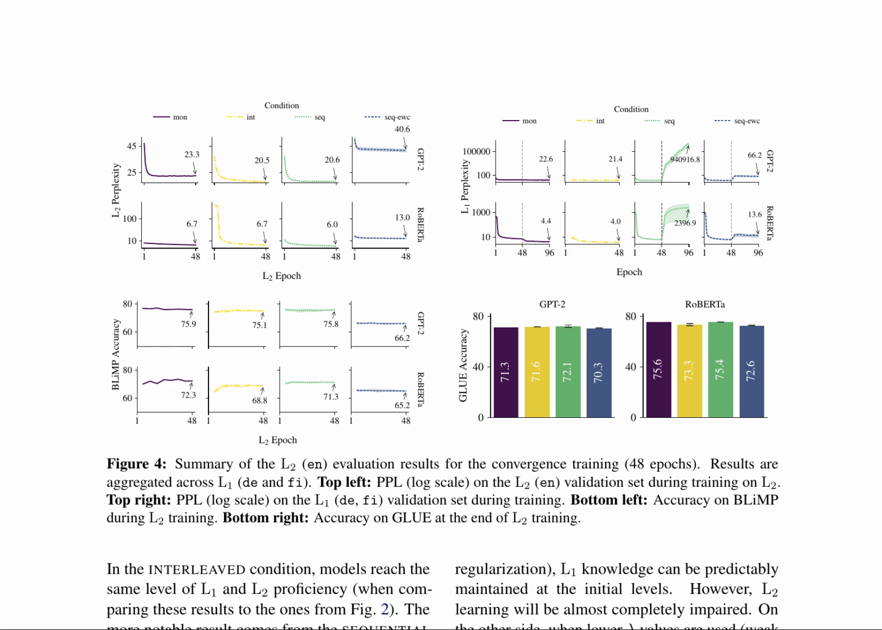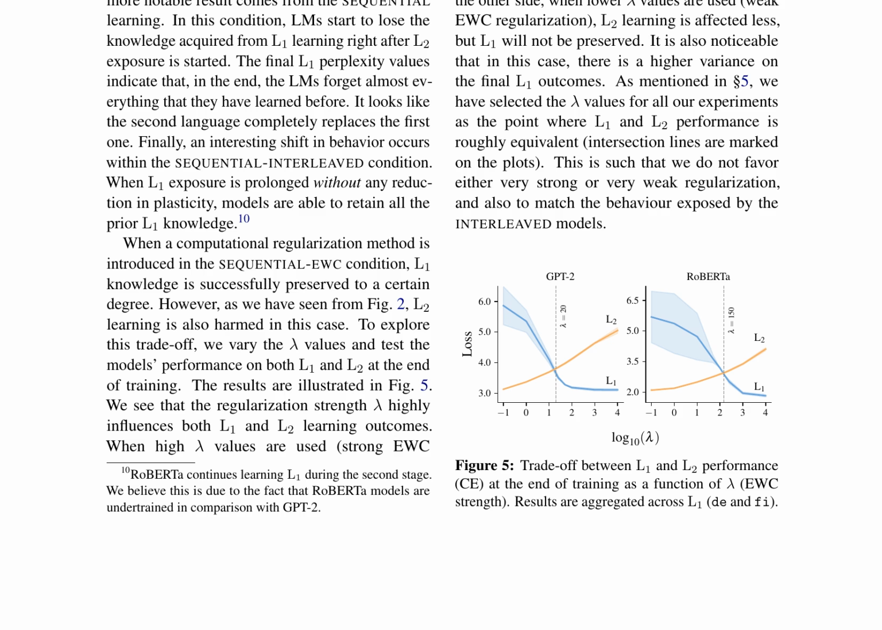The introduction of elastic weight consolidation, EWC, in the sequentialewc condition preserves L1 knowledge to some extent, but impairs L2 learning. The trade-off between L1 and L2 performance is explored by varying the regularization strength lambda, as illustrated in Figure 5. High lambda values maintain L1 knowledge but significantly impair L2 learning, while low lambda values result in less impairment to L2 learning but fail to preserve L1 knowledge.